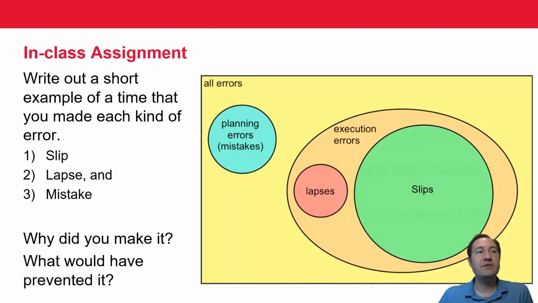But for each one, I do want you to think about why you made that mistake and then what would have prevented it. And these are really the critical things we're going to think about in UI design: how can we help people not make the mistake in the first place? How can we prevent it? And then the other thing is we're going to think about once they do make the mistake, how we're going to help them recover from it.